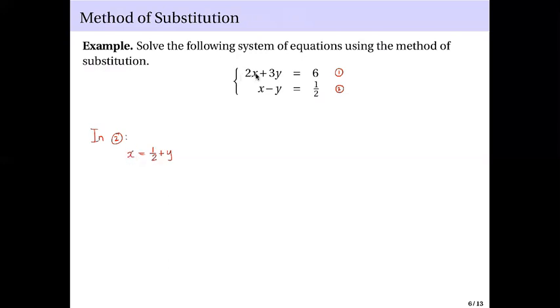What we do now is substitute this x into equation 1. So what will we get? We have 2x, but your x now is 1/2 plus y. So 2 times (1/2 plus y), and then you have plus 3y, and this is equal to 6.